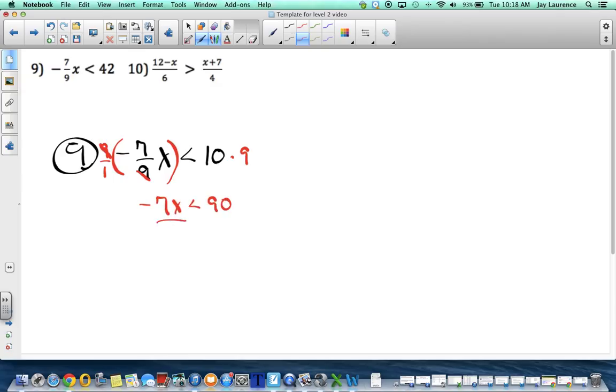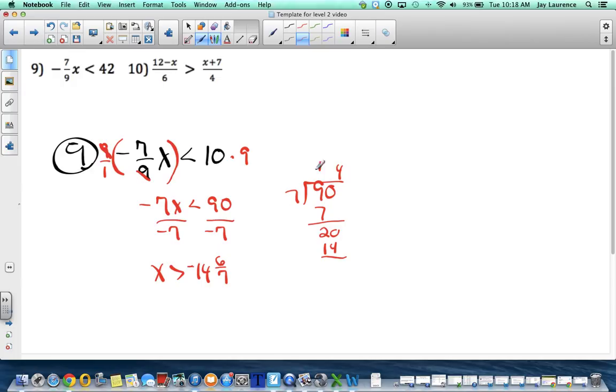And then I'll divide by negative 7. And then warning bells should be going off. Whoop, whoop, whoop. I'm dividing by a negative 7. X is going to become greater than, let's see, 7 is going to go into 90... 14 and 6 sevenths, but it was divided by negative 7, so it would be a negative.